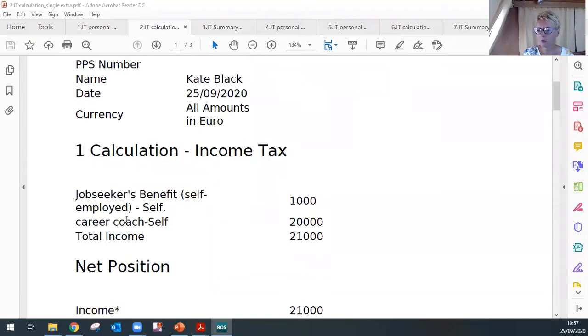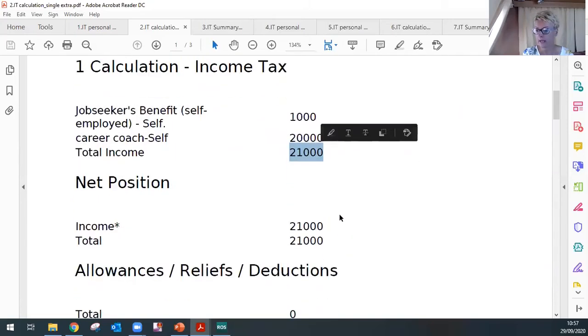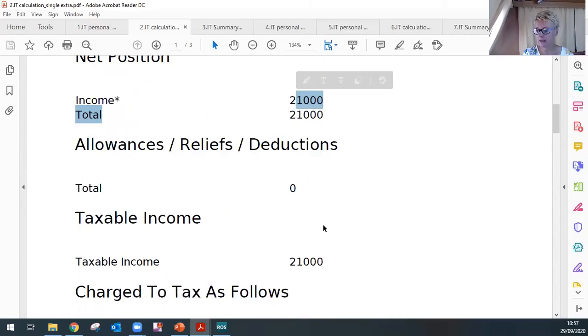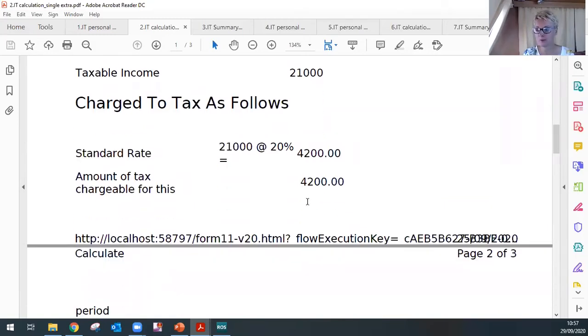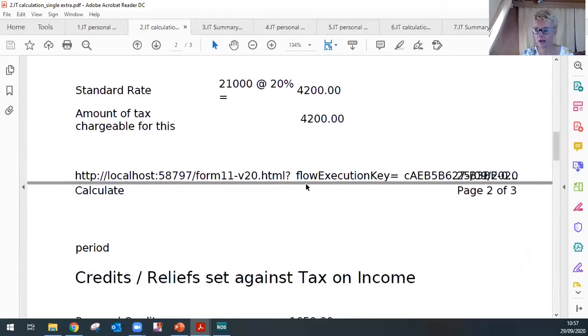So Kate's total income that we entered: 1,000 from job seekers benefit, 20,000 profit on her trade. So in total, 21,000. So the net income is 21,000 for tax purposes. Then any allowances or reliefs would go here if she had any. So the tax is calculated on 21,000 at 20%. So the tax chargeable for this period is 4,200.